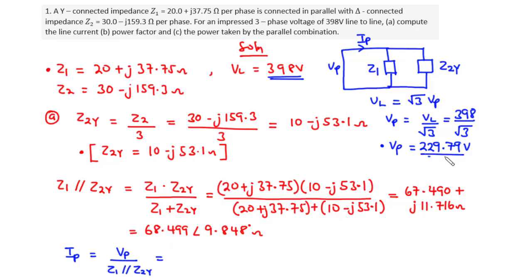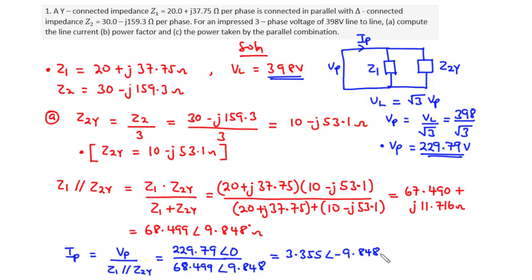So inserting this value here, we have 229.79 divided by 68.499 ∠9.848°. So dividing these two values, 229.79 divided by 68.499 gives 3.355 ∠0 minus this value, which gives the negative of this, so we have negative 9.848°. So this is the value of the phase current.